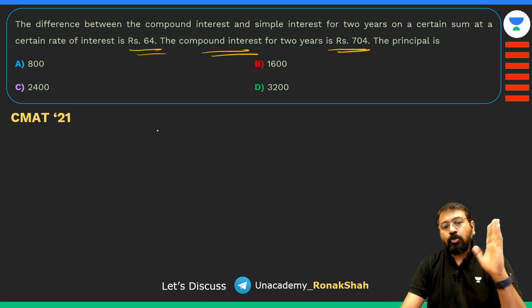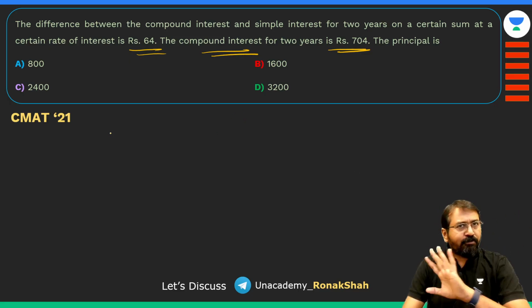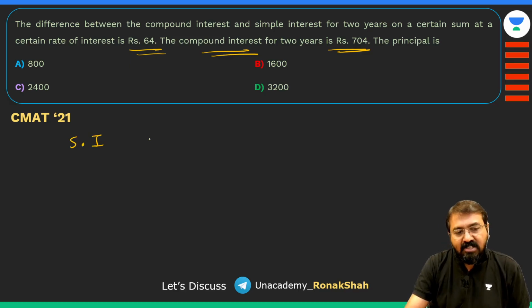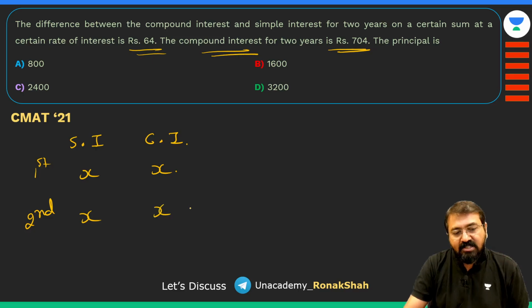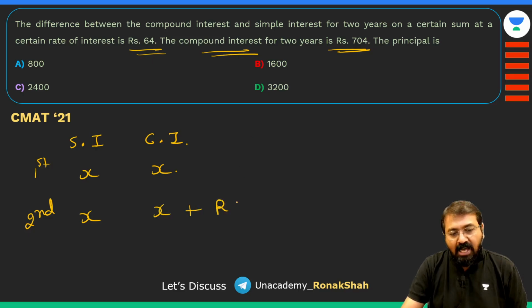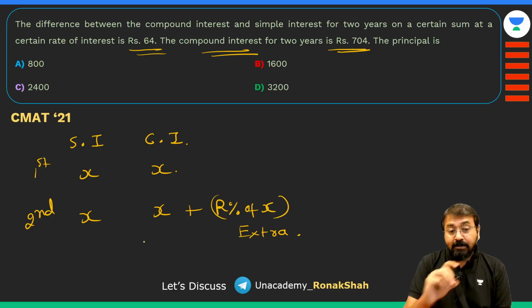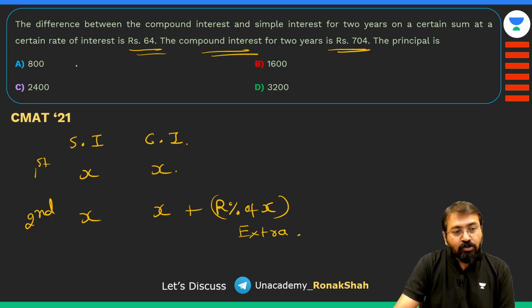अब इसको अगर मैं नॉर्मल तरीके से करता हूं तो मैं कैसे करूंगा, मैं कॉन्सेप्चुअली करूंगा, फॉर्मूले में तो मैं उलझूंगा ही नहीं। आपको एक चीज़ पता है कि सिंपल इंटरेस्ट एंड कंपाउंड इंटरेस्ट में डिफरेंस क्या होता है। तो सिंपल इंटरेस्ट फर्स्ट ईयर का x आया तो कंपाउंड इंटरेस्ट भी x आएगा। सिंपल इंटरेस्ट सेकंड ईयर का x आता है, कंपाउंड इंटरेस्ट x प्लस जो R% ऑफ फर्स्ट ईयर इंटरेस्ट है वो एडिशनल आता है, ये आपका एक्स्ट्रा आता है। Do you all agree with this? Yes.